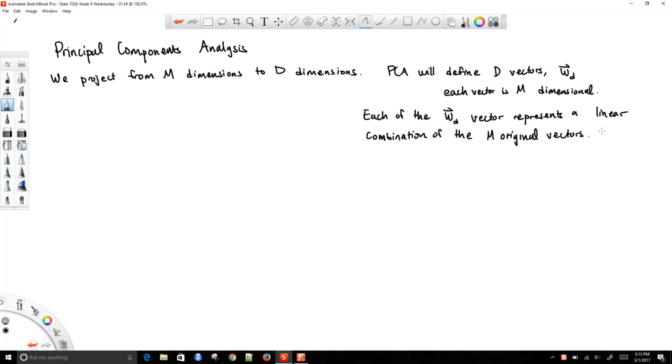Okay, and so we'll say x sub n,d is the dth element of the projection. X sub n,d we're going to define as W sub d transpose y sub n.